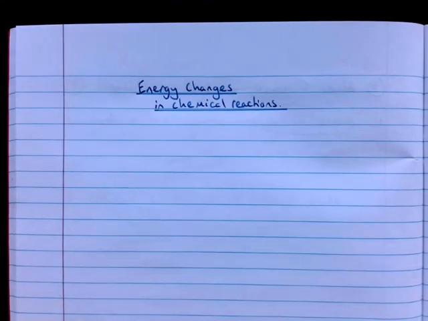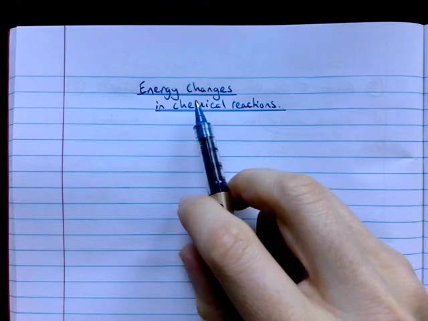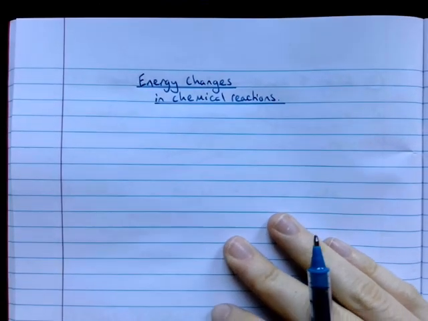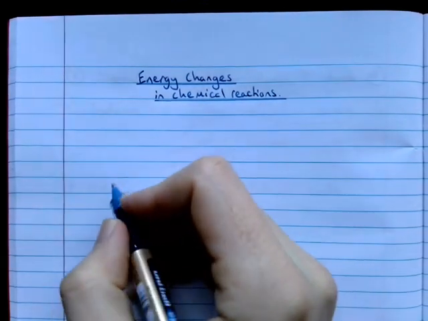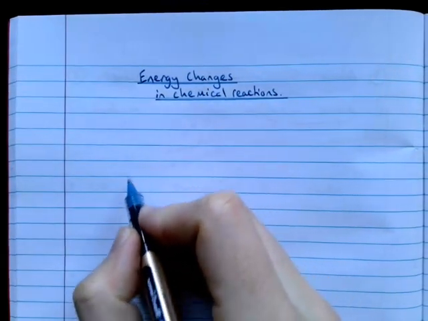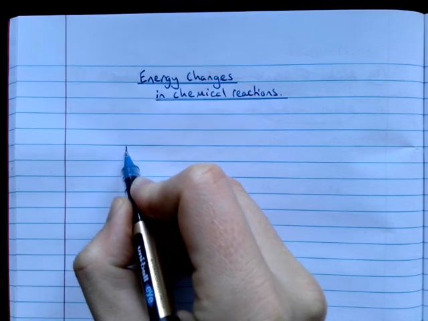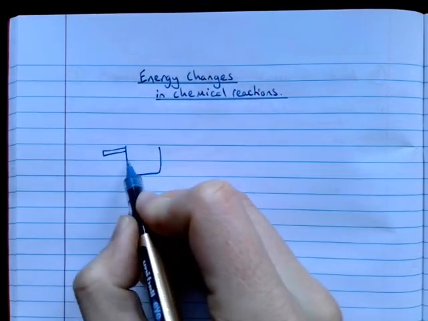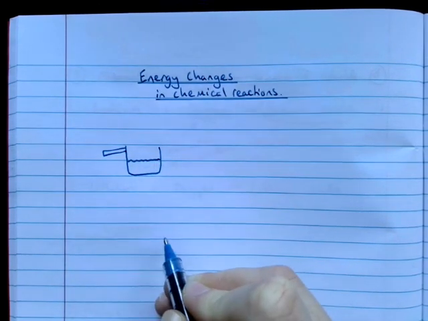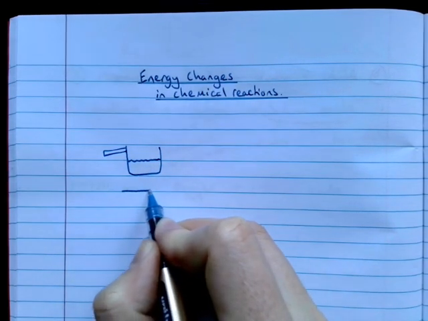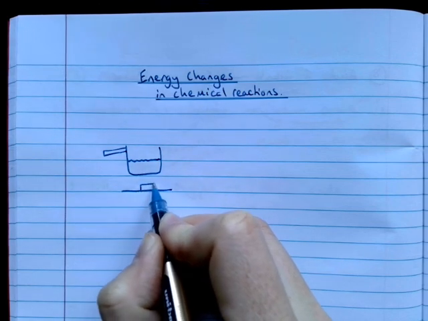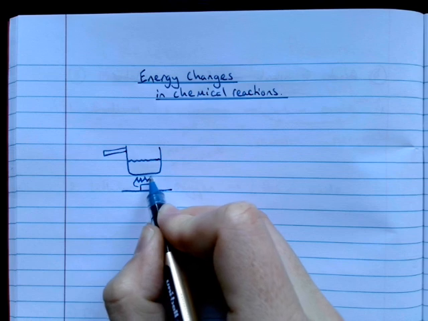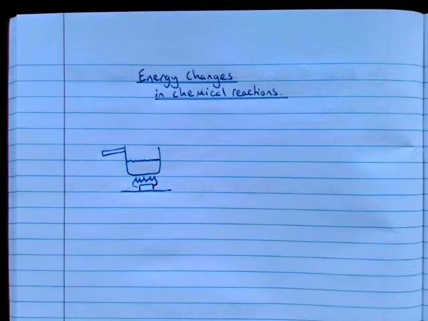Okay, so we're going to be thinking about energy changes in chemical reactions. So let's imagine that you're at home and you are cooking some pasta. So you've got your pan of pasta with some water in it, and then you've got your stove and you're using gas to heat that up.